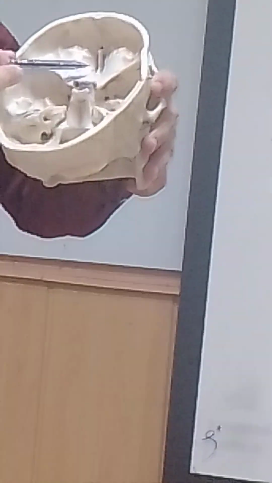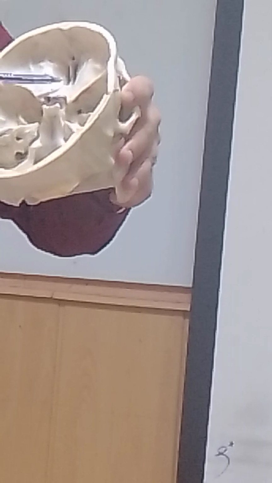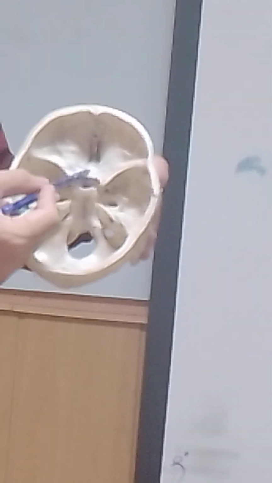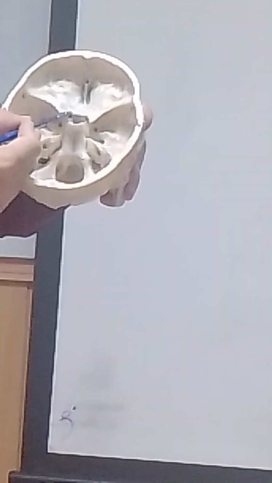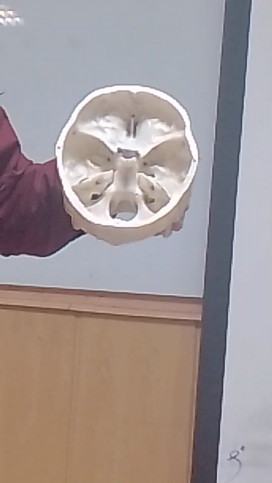Superiorly, the ethmoidal spine is attached to the ethmoid, which you cannot see in this area. But this smooth area is the jugum sphenoidale. After the jugum sphenoidale, you can see the tuberculum sellae. Tuberculum sellae laterally has two tubercles.